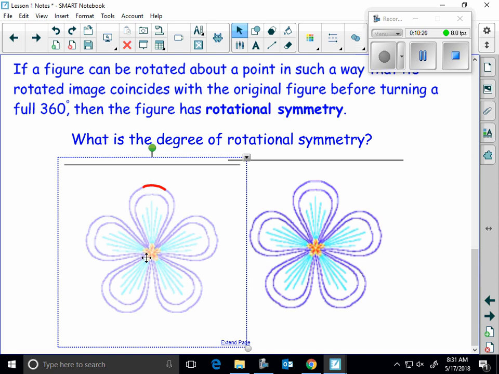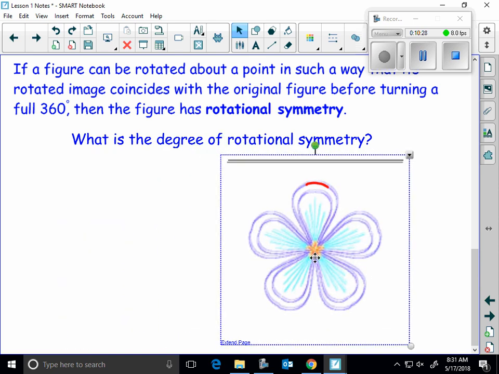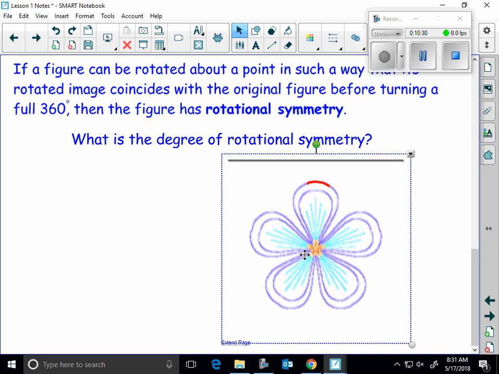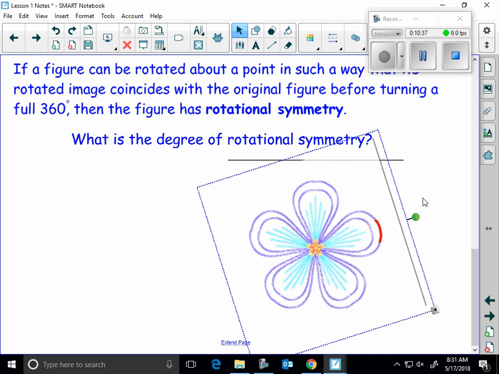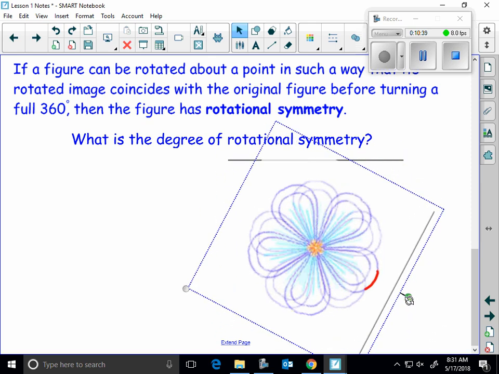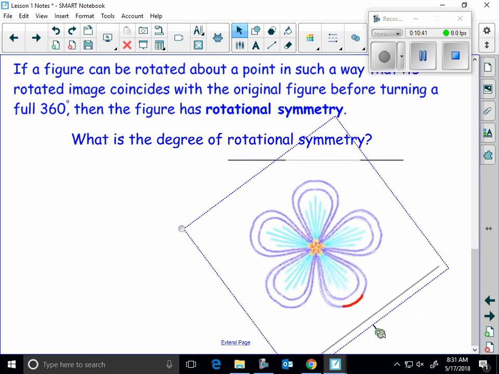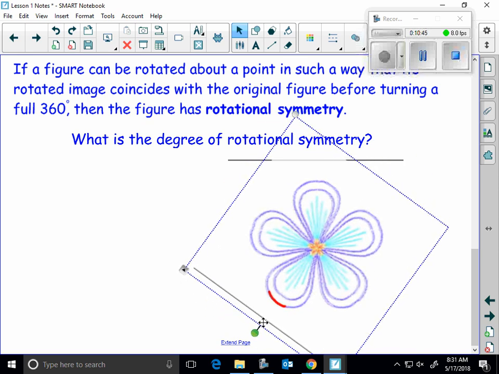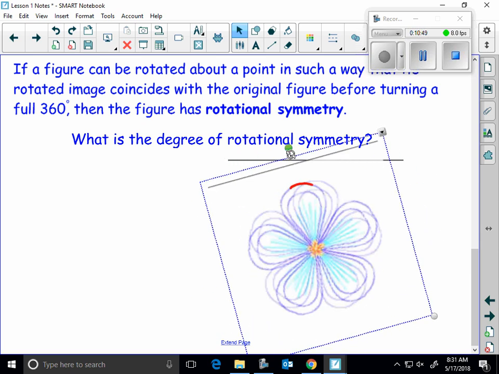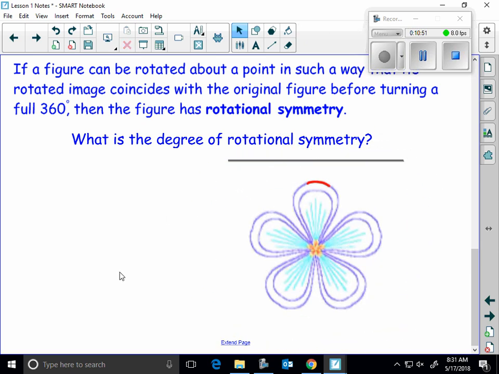I think you have a guess. I'm sure you do. Anybody have a guess out there? How many times? 5, yeah, that's pretty good. All right, so we started there at 0. There's 1, 2, 3. 4 and 5. So the degree of rotational symmetry would be 5. Cool.